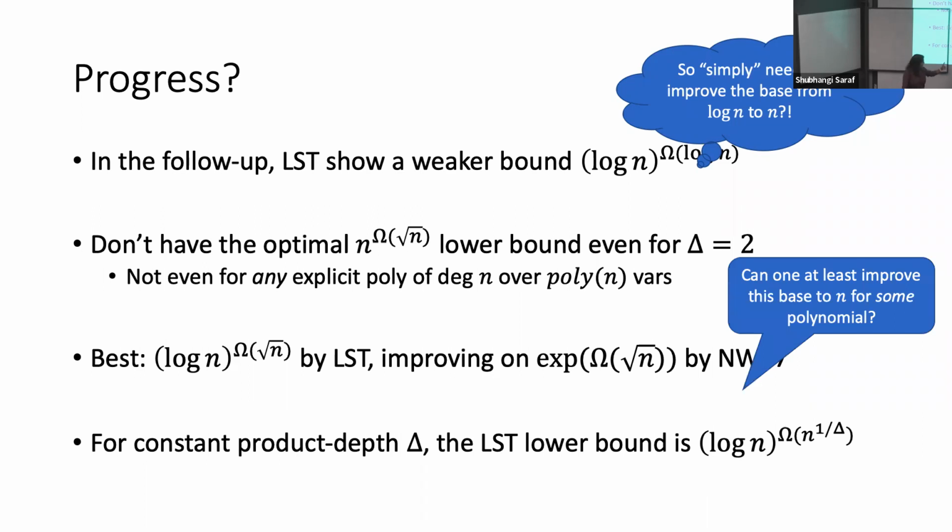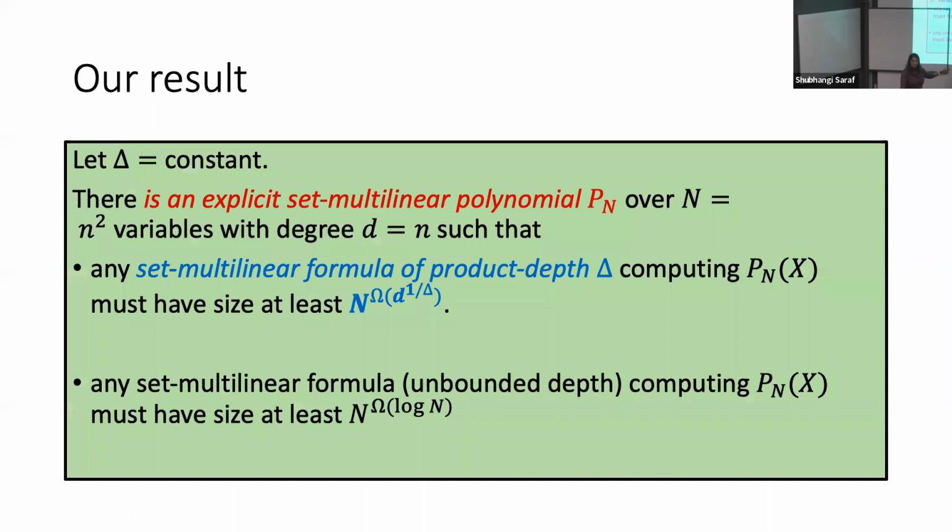So the big goal is, can you improve the base of log n to n? And okay, fine. Can you even do it for some polynomial? Forget IMM. Can you get these optimal set multilinear lower bounds for some polynomial? And it turned out we didn't know how to do it for any polynomial. And so in the work that I'm talking about, we are able to do it for some polynomial. If you can do it for IMM, you've got formula lower bounds.